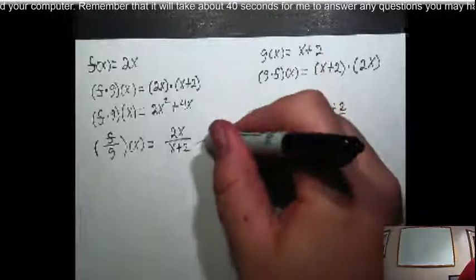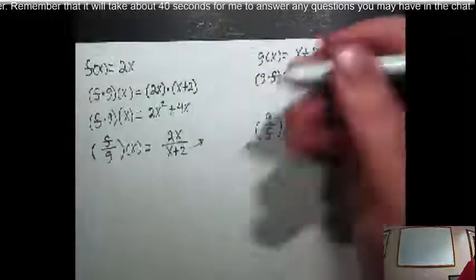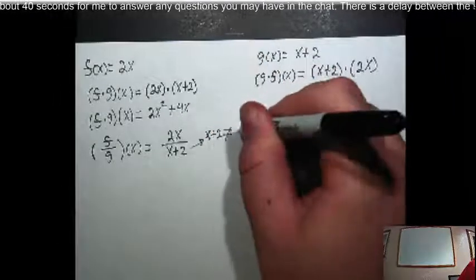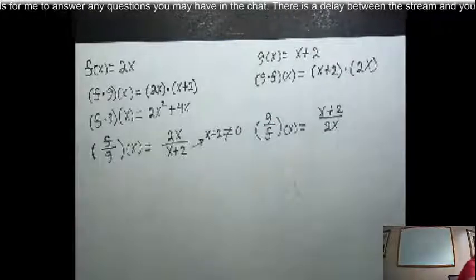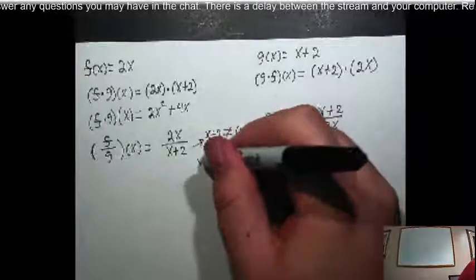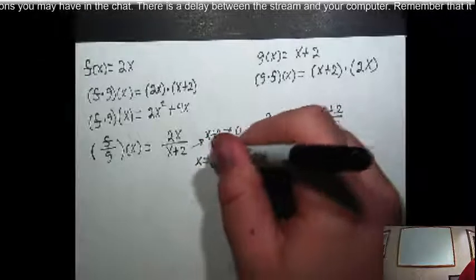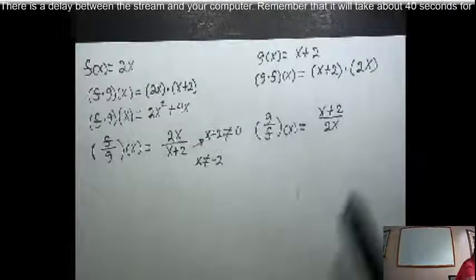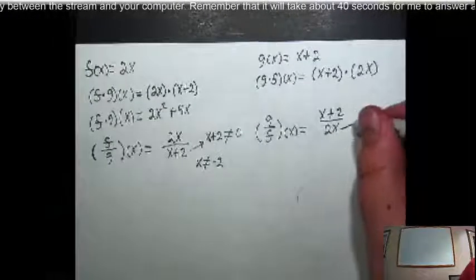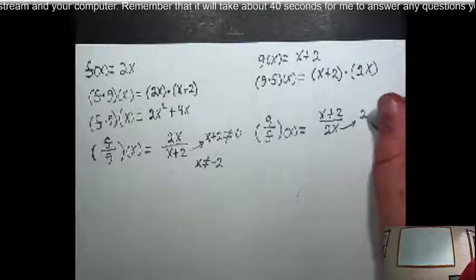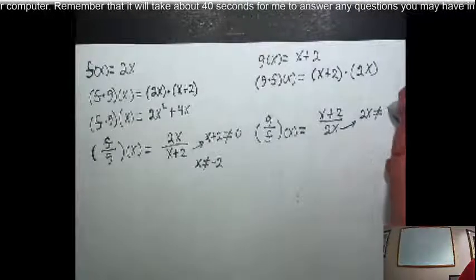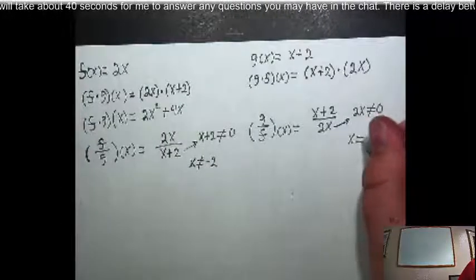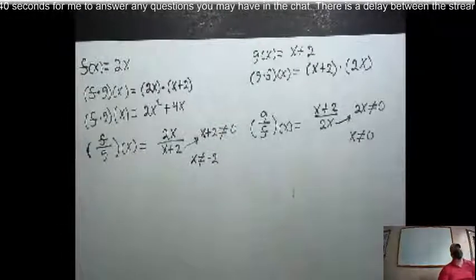So we need to say, all right, hold on. If we want to be complete about this, the bottom part, x plus 2, cannot be equal to 0. Meaning that x cannot be equal to negative 2. This one over here, same deal. We want to say the bottom part, 2x, cannot be equal to 0, meaning that x cannot be equal to 0. So even their domains are different.